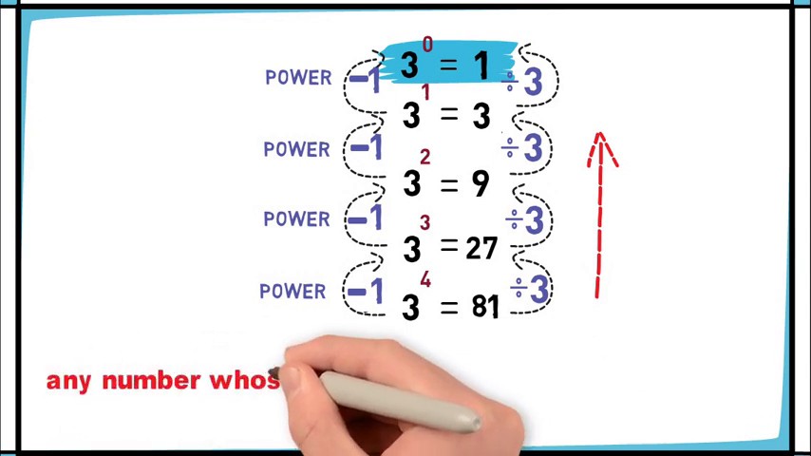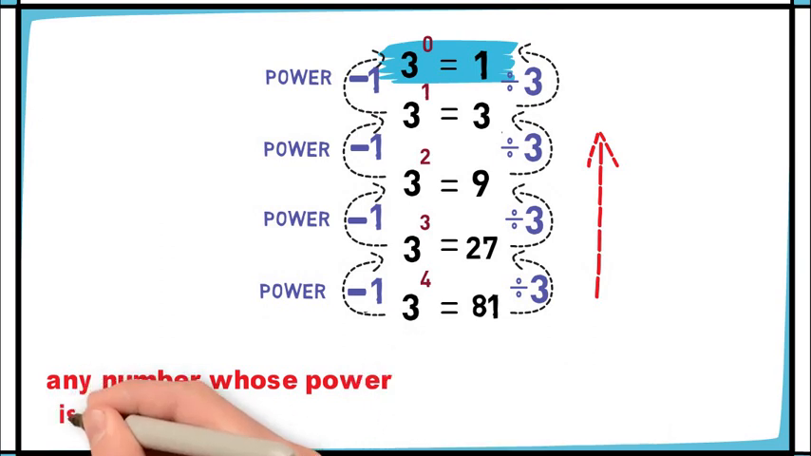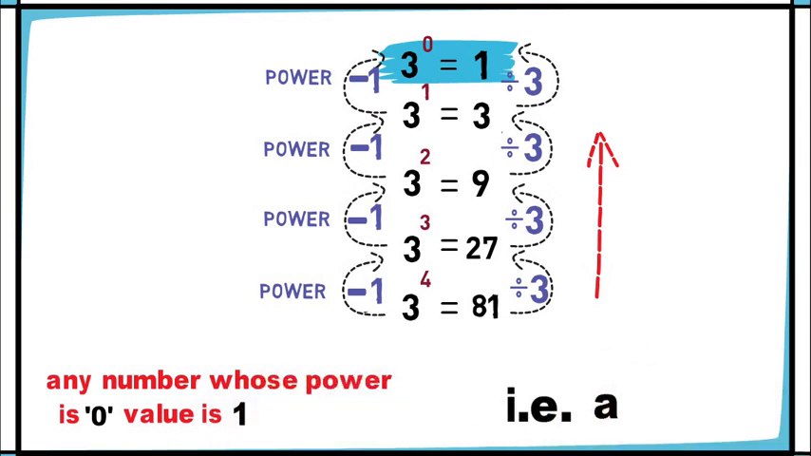Hence we understood that any number whose power is 0, the value is 1. That is, a raised to power 0 is equal to 1, where a is any number.